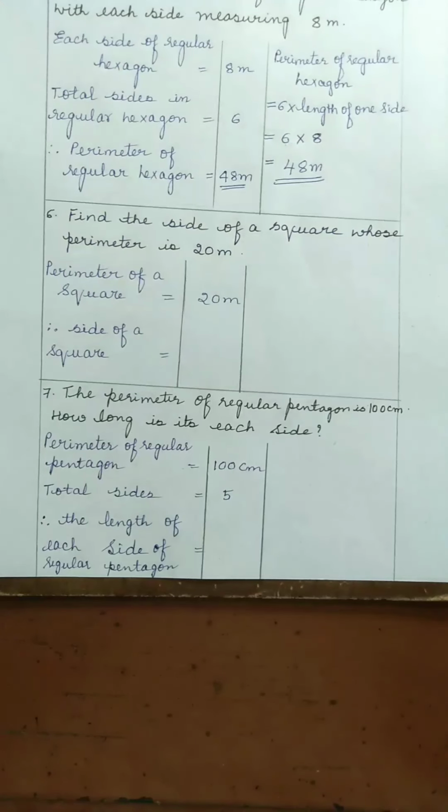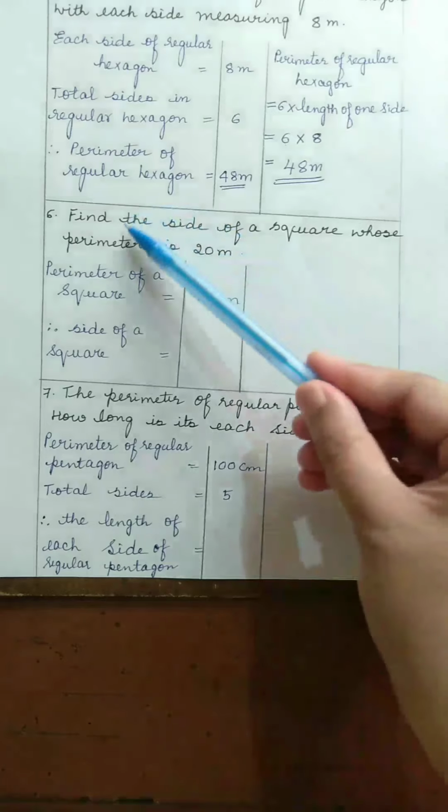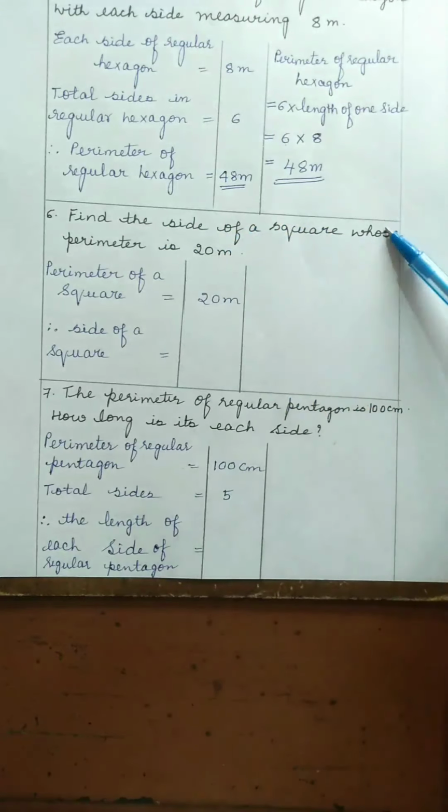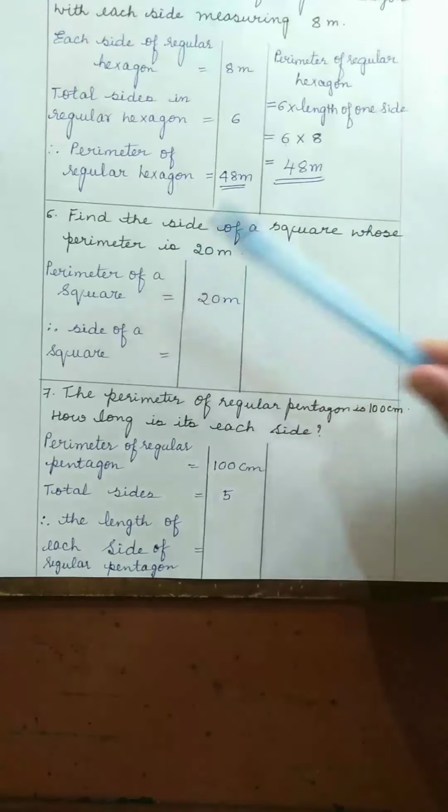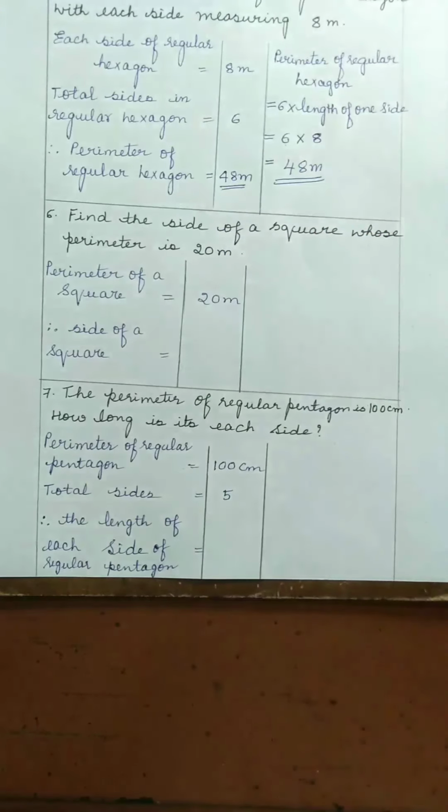Next, sixth question. Find the side of a square whose perimeter is 20 meter. We know that in a square, all the 4 sides are equal. So, we need to calculate the side of the square. But the perimeter value is given as 20 meter. Using the perimeter value, we need to calculate the length of each side of a square.